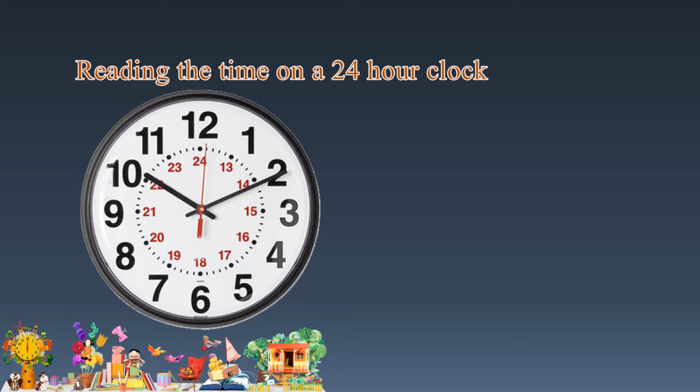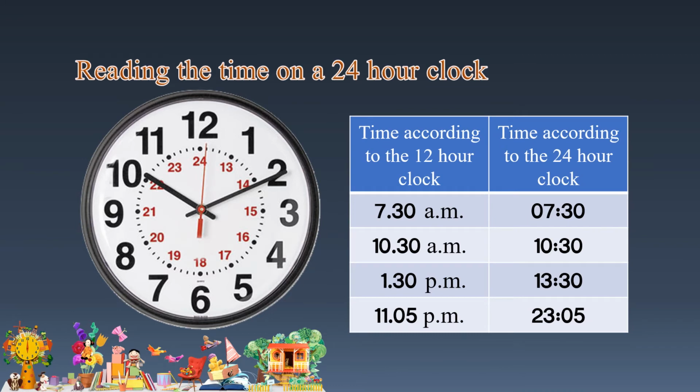So have a look at this table. Here I have mentioned the same time in 2 different ways. That means the time according to the 12-hour clock and then the time according to the 24-hour clock. When we consider 7:30 a.m., that means 7:30 antemeridian, you can write it in 24-hour clock time as 07:30. So you have to mention a colon in between hours and minutes.